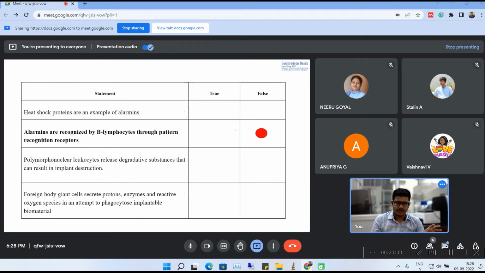Before the FBGCs are formed, these alarmins trigger the formation of FBGCs by the macrophages. Because the alarmins are secreted, using the PRRs the macrophages try to engulf the whole material. Therefore, it needs to be fused. The FBGCs are formed, not the B leukocytes.